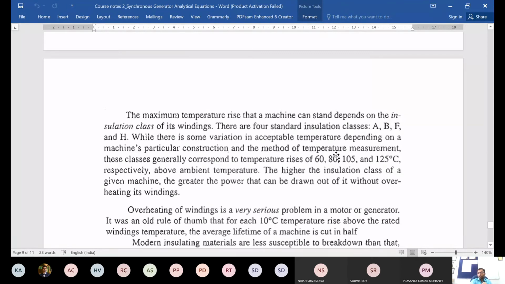Class B can tolerate up to 80 degrees Celsius temperature rise. F can tolerate up to 105, and H can tolerate up to 125 degrees Celsius. So H class insulation is typically the best one, and so if you have 25 degrees Celsius operating ambient temperature, then this H class insulation can take up to 150 degrees Celsius. And a direct implication of this, as you can understand, is that the higher the temperature rise the insulation can take, accordingly the greater can be the short time operation rating of the given machine.